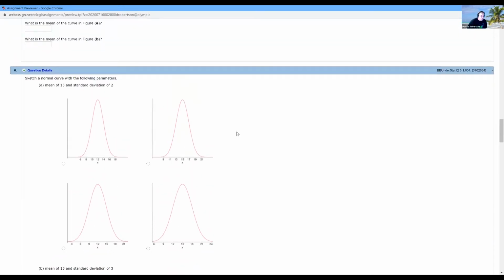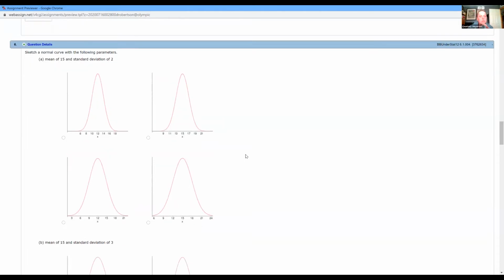Here are 4 bell-shaped curves. One of these has a mean of 15 and a standard deviation of 2. But only one of those 4 pictures fits that information. They don't have numbers on them, so the top left, the top right, the bottom left, the bottom right would be a way of telling me where it is. Which one of those four, if you can read the numbers, has a mean of 15 and standard deviation of 2? Top right.